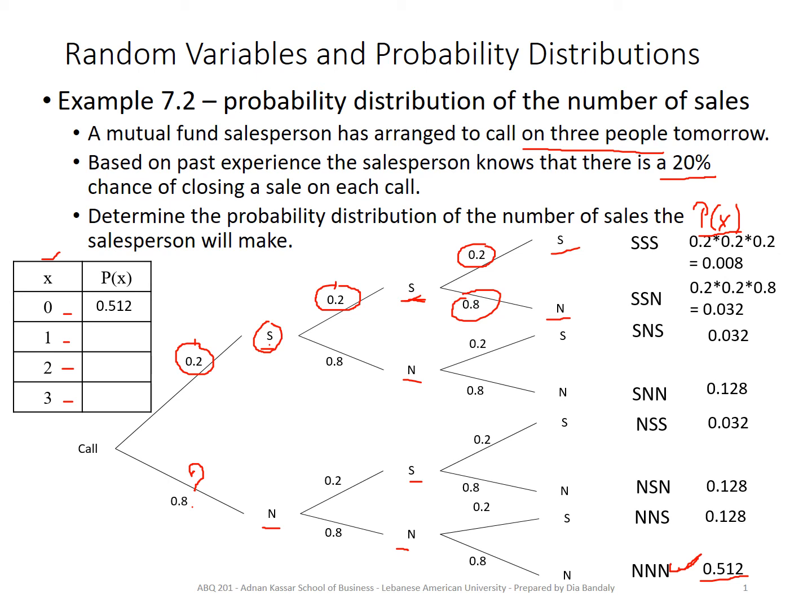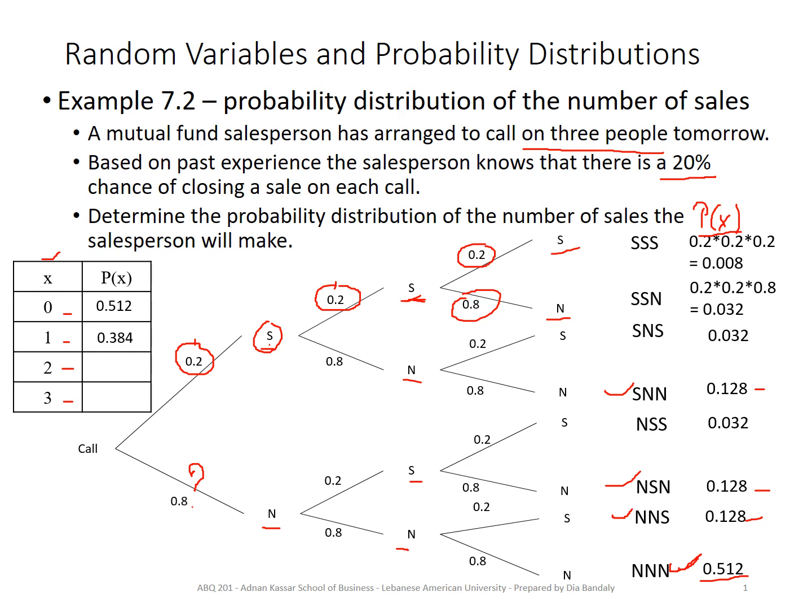Now, what's the probability that I have 1 sale? This one is 3 sales, so it does not satisfy my condition. This one is 2 sales. This one is 1 sale, so this is 1. Then this one also satisfies my condition, and this one. So what do we do? Remember one of the rules of probability, that we sum up their probabilities. So it's 0.128 plus 0.128 plus 0.128, and we get 0.384.